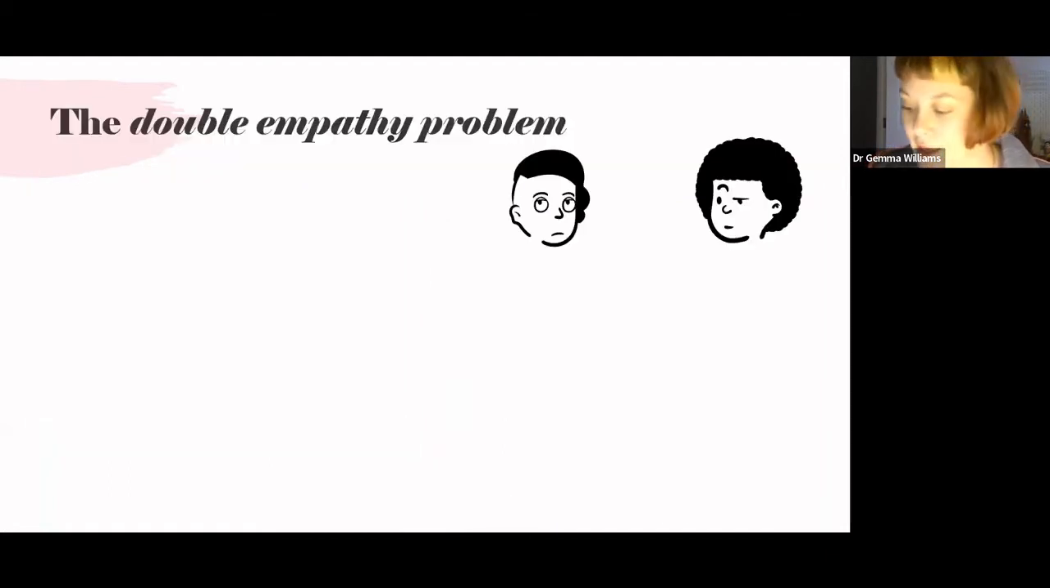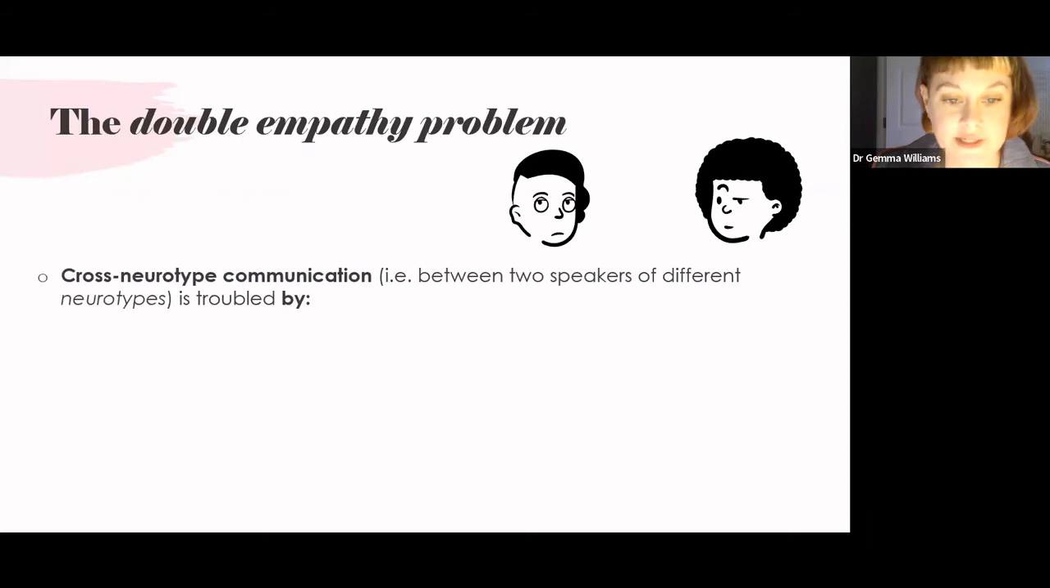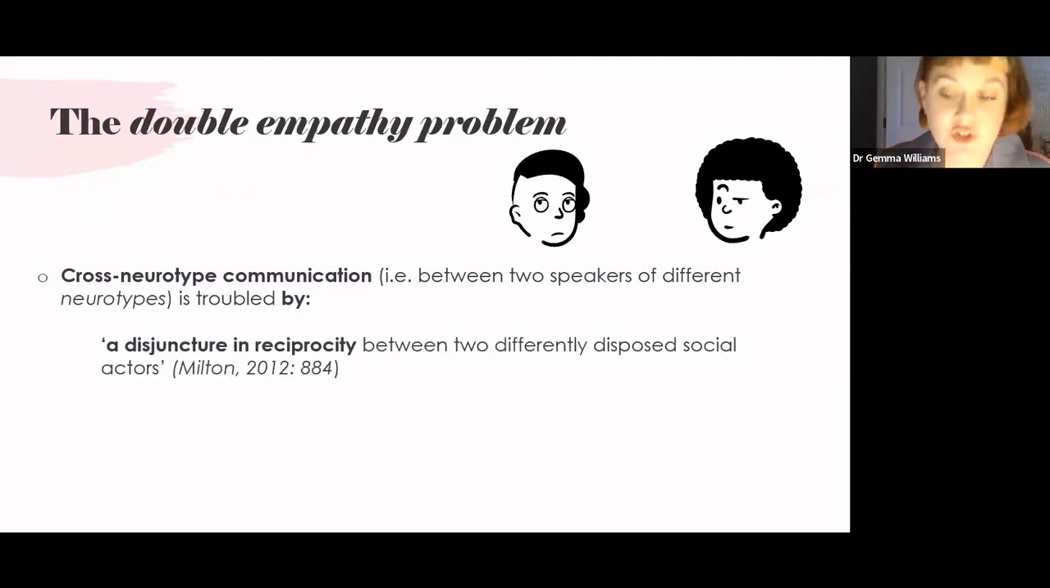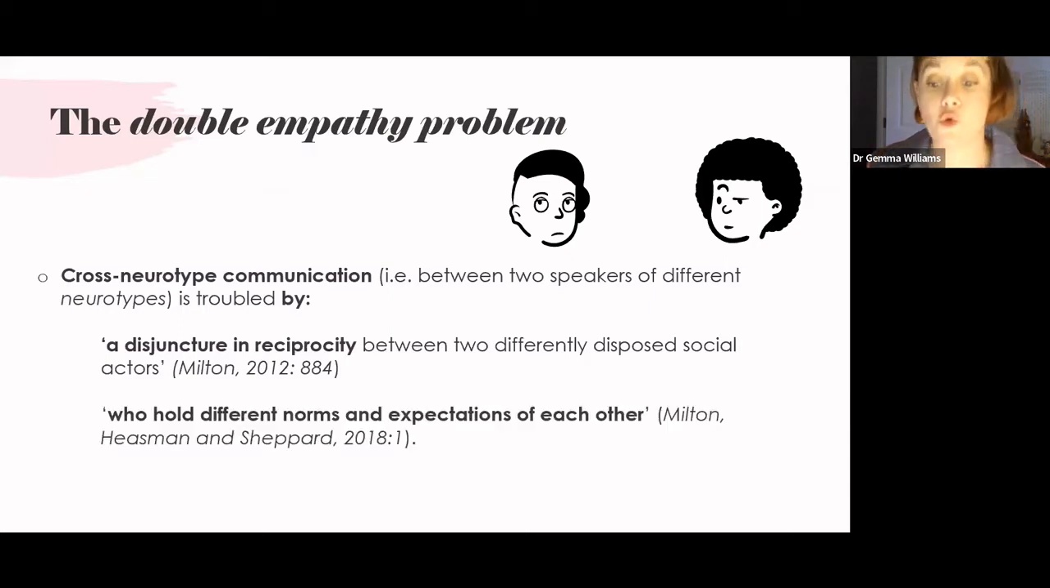I think a lot of you will be familiar with it. But for those of you who aren't, just to recap, the double empathy problem describes cross-neurotype communication between speakers of different neurotypes. I'll use that expression a lot in this talk, and here I mean between autistic and non-autistic speakers. It is troubled by a disjuncture in reciprocity between two differently disposed social actors who hold different norms and expectations of each other. So from this perspective, difficulties in communication are attributed to the double empathy problem rather than inherent impairments or inherent difficulties with theory of mind. And misunderstandings are seen as a mutual failure in reaching consensus and understanding.